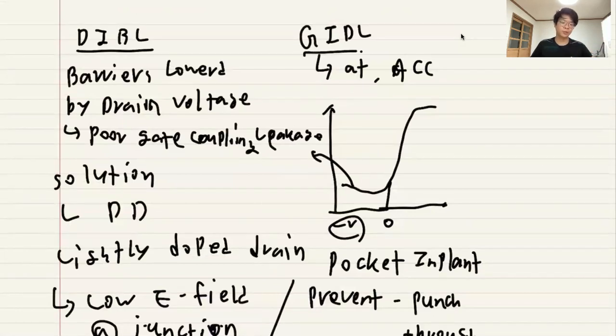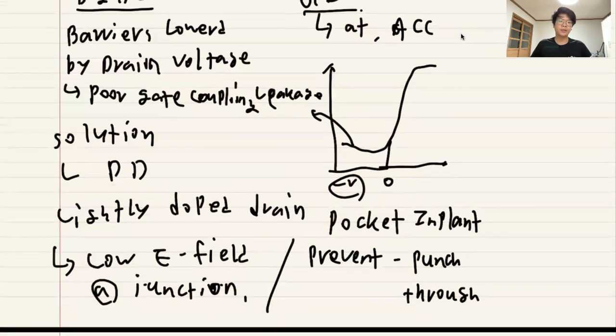The solution to this short channel effect was LDD, which means lightly doped drain. Lightly doped drain makes a lower electric field at the junctions, and also a pocket implant. Pocket implant is implanting a lightly doped P-type region between the junctions, which prevents the punch through.